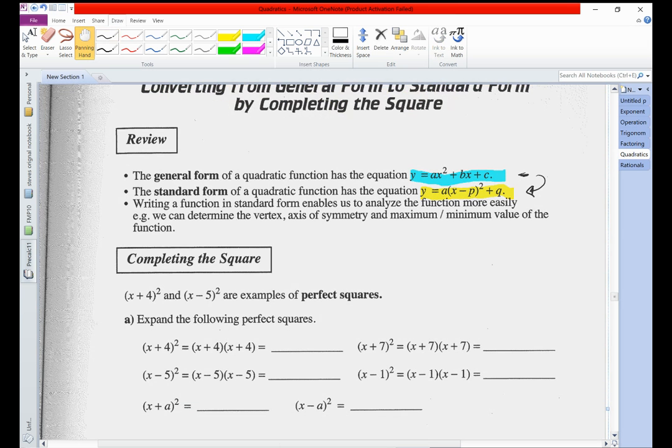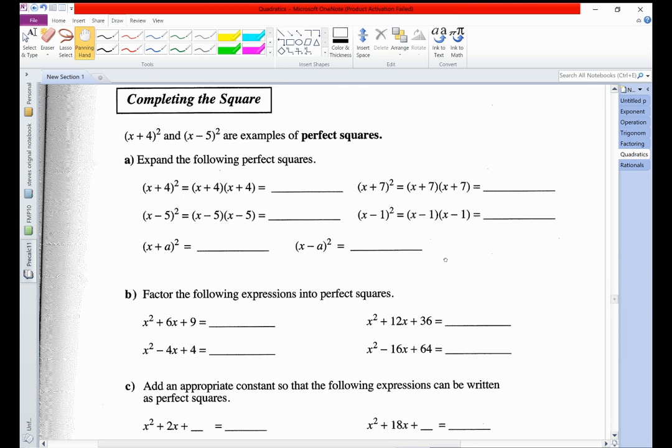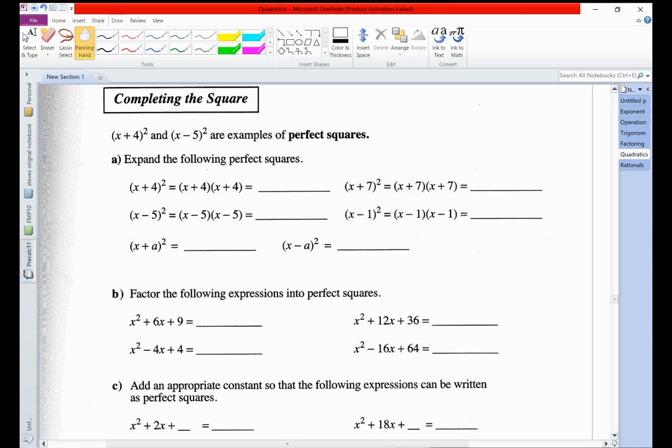So we're going to start by looking at, what is a perfect square binomial? You can see they give you a couple of examples here, (x plus 4) squared and (x minus 5) squared. If you look closely at the standard form of our equation, y is equal to a(x minus p) squared plus q, you can see that we have a perfect square binomial right there. That is key in converting that equation. So let's explore a little of what a perfect square trinomial looks like.